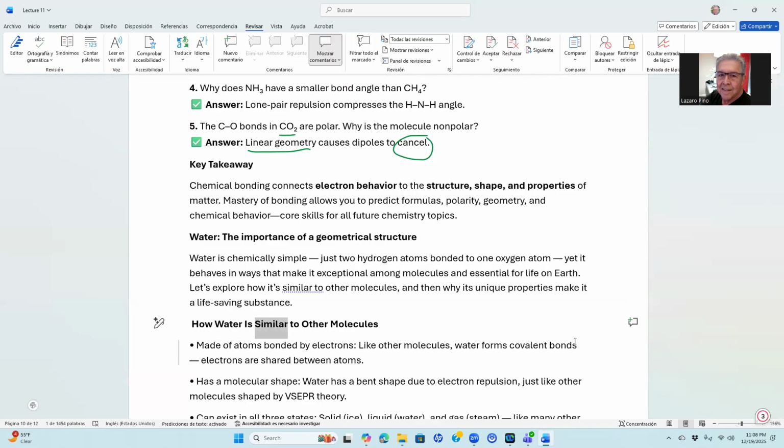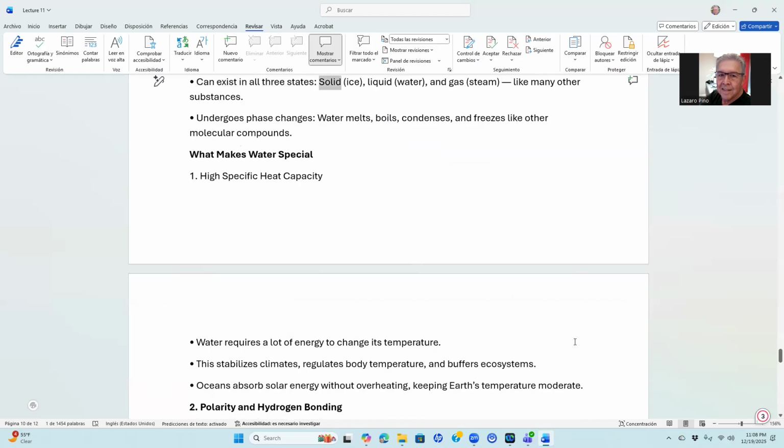How water is similar to other molecules. Made of atoms bonded by electrons, like other molecules, water forms covalent bonds. Electrons are shared between atoms. Has a molecular shape. Water has a bent shape due to electron repulsion, just like other molecules shaped by VSEPR theory. Can exist in all three states: solid, ice; liquid, water; and gas, steam, like many other substances. Undergoes phase changes. Water melts, boils, condenses, and freezes like other molecular compounds.